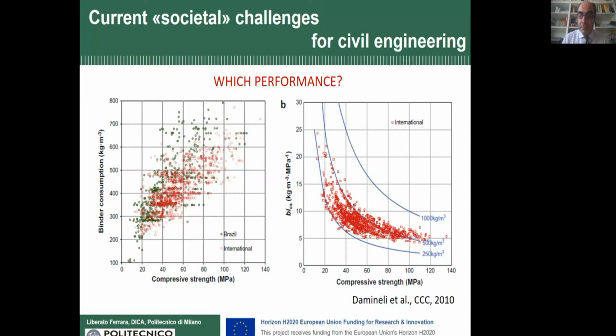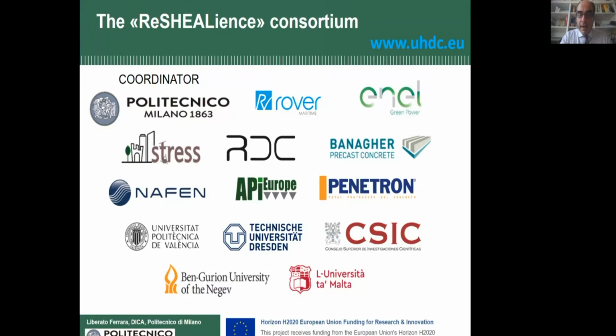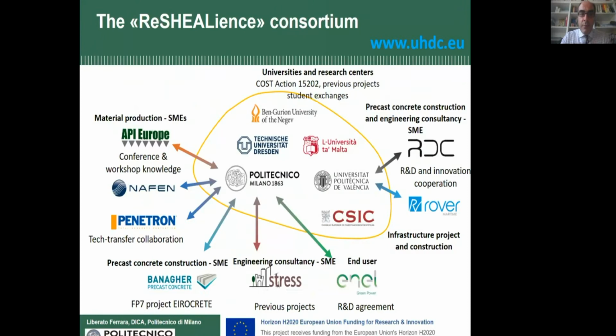So this is the scenario in which 14 European partners, we are listed here under the coordination of myself at Politecnico di Milano, we gathered together and we applied for a funding with the European Commission. And the interesting thing is that in the consortium, we are 6 universities, but we have 8 industrial partners, which cover up the whole value chain of the concrete construction industry, from production of materials up to precast companies and large-scale engineering firms and engineering contractors.